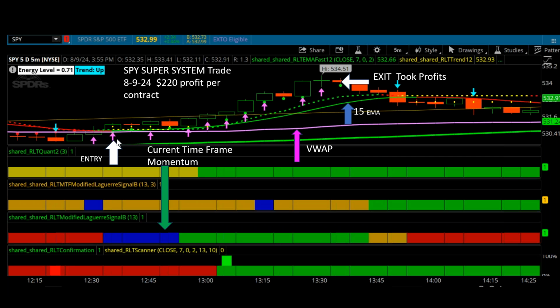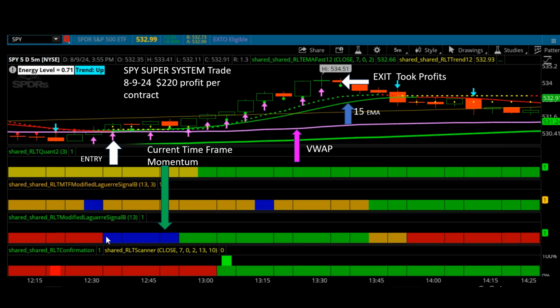Now the compass system also puts this pink arrow in there. This is called a pop out of the box signal. This tells you when a stock is breaking compression. So this stock is not only going above the VWAP with the institutions buying, but it's also breaking out of compression. So this was my entry on this trade. It's a perfect setup for a SPY super system setup. I mean, just absolutely perfect.